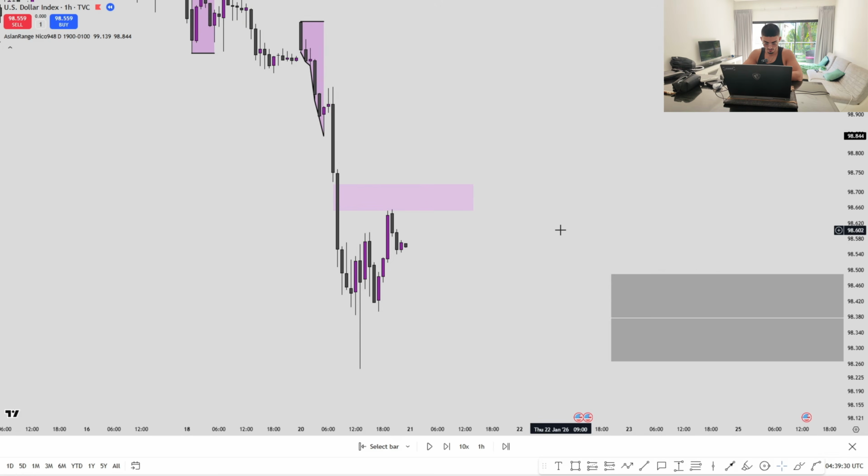Trade ideas, 21st, and there you go, right?